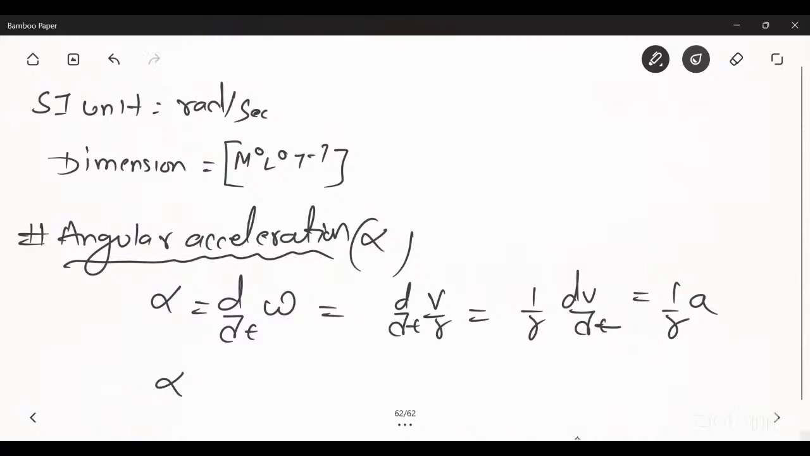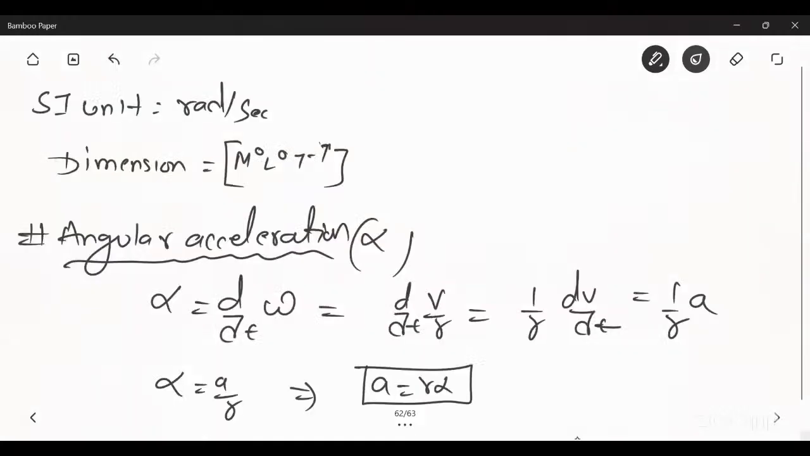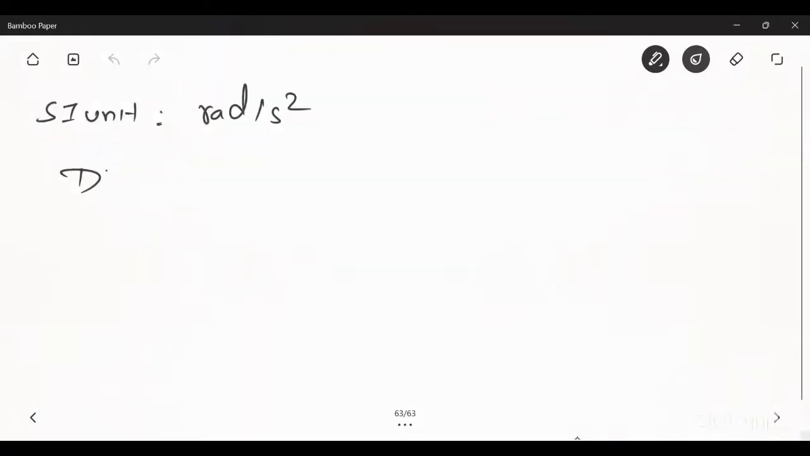So alpha is equal to a upon r, or you can say that a is equal to r alpha will be the relation between them. So a = rα. The SI unit of alpha will be radian per second square, and the dimensional formula of omega is M^0 L^0 T^-1. So the dimensional formula of angular acceleration will be M^0 L^0 T^-2.